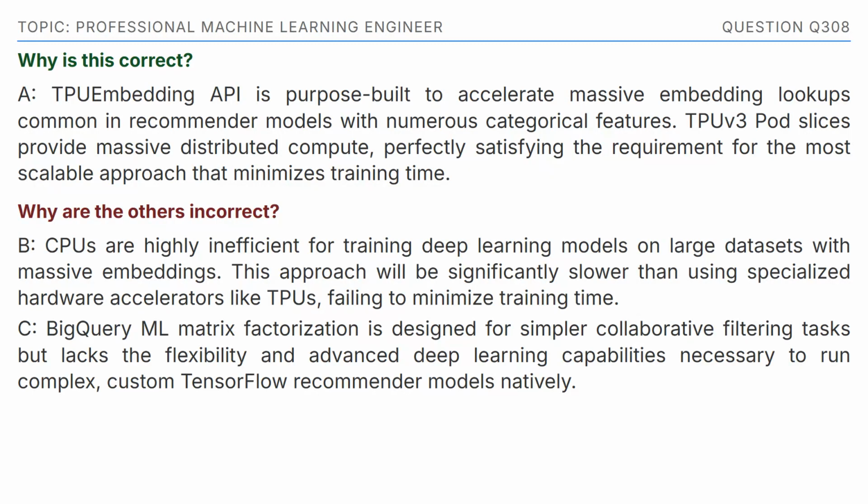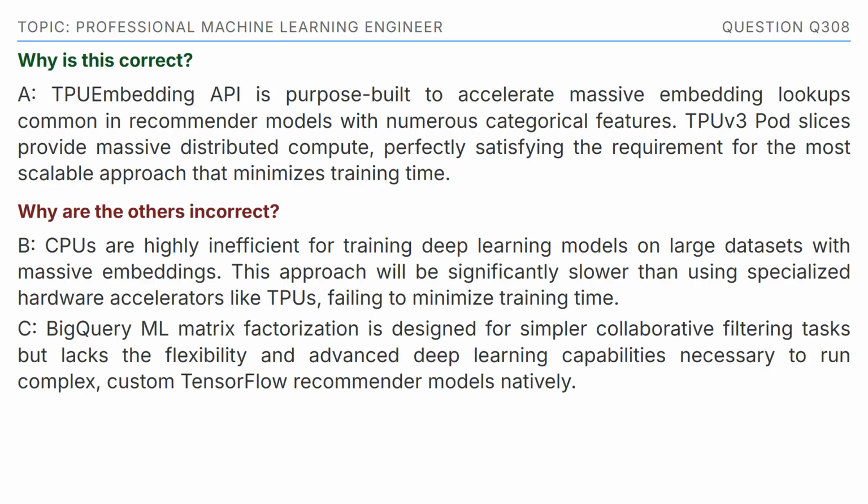Why is this correct? A. TPU embedding API is purpose-built to accelerate massive embedding lookups common in recommender models with numerous categorical features. TPU v3 pod slices provide massive distributed compute, perfectly satisfying the requirement for the most scalable approach that minimizes training time.